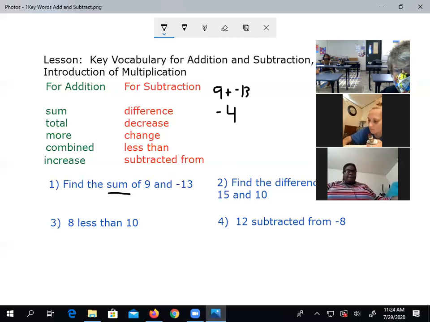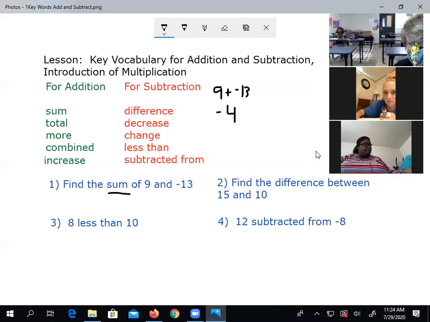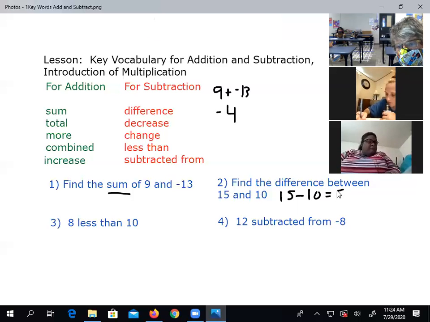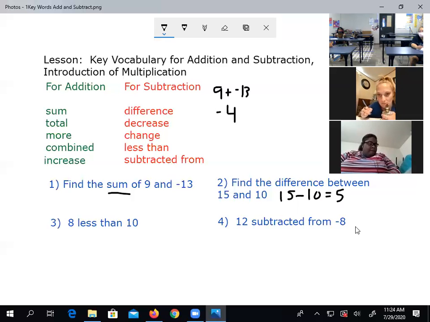This next question says, find the difference between 15 and 10. Well, find the difference means just subtract them. So 15 take away 10 is going to give me 5. So difference is a word that just means to subtract.